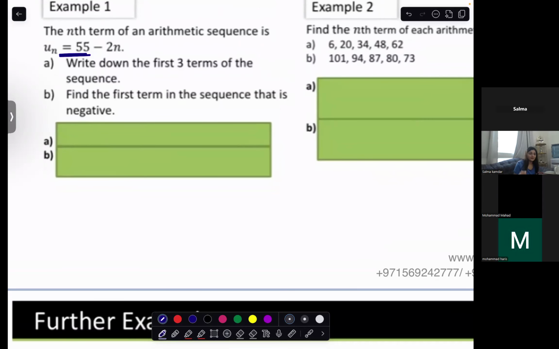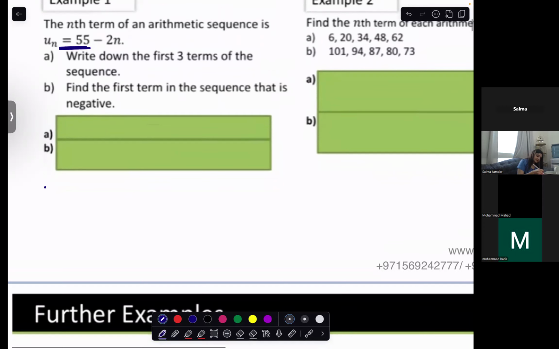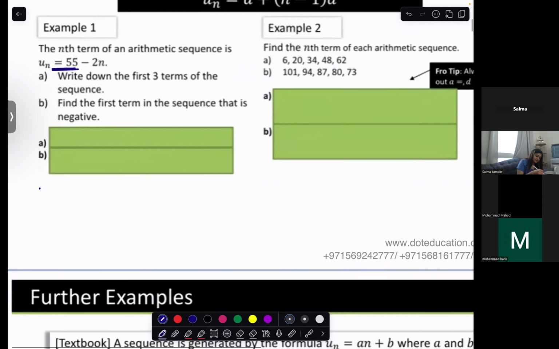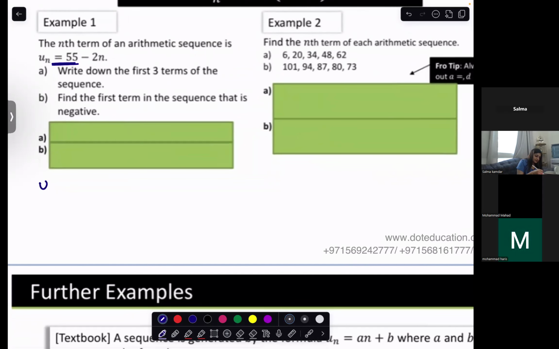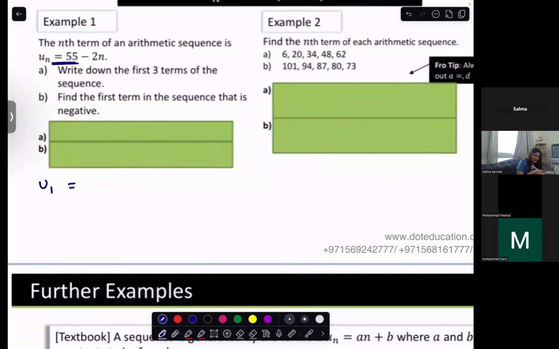Please give me the answer along with the workings. Just substitute the value of n into the equation. So I have U n, so I would write U1, which is 55 minus 2 times 1, equals 53. And then 55 minus 2 times 2 equals 51.